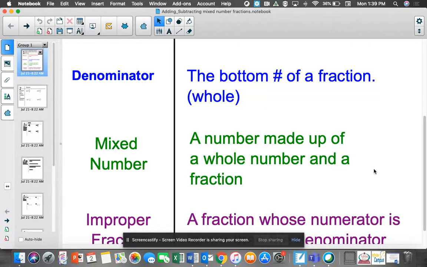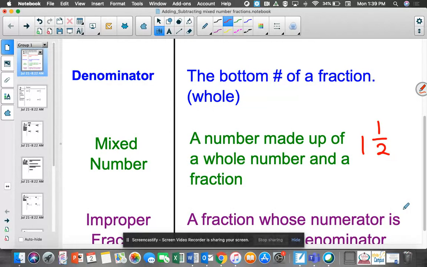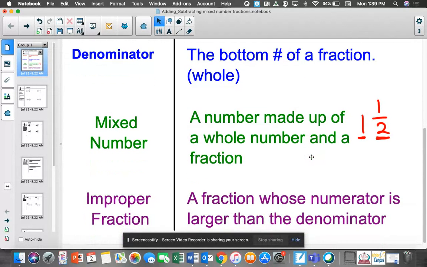Mixed number is a number made up of a whole number and a fraction. So this would look like it could be 1 and 1/2. So it's made up of a whole number, which is your 1, and the fraction, which is a half. That is a mixed number. Next, improper fraction. This is where a fraction's numerator, or top number, is actually larger than the denominator, or the bottom number.